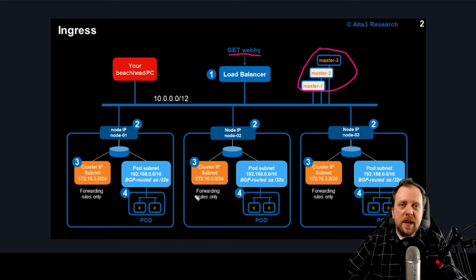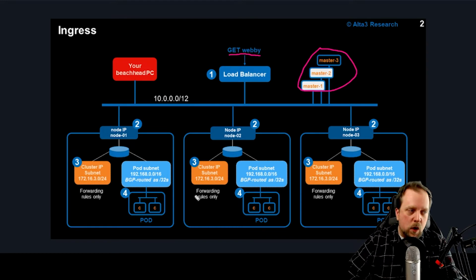But remember the service IP addresses that we were talking about here? That was our cluster IP. And you will notice that there is a cluster IP subnet that has the exact same IP address existing on every single node. So no matter which node collects the request, it will know where to send it.